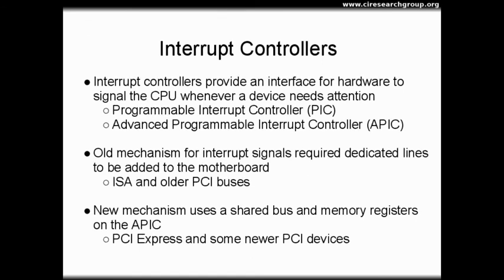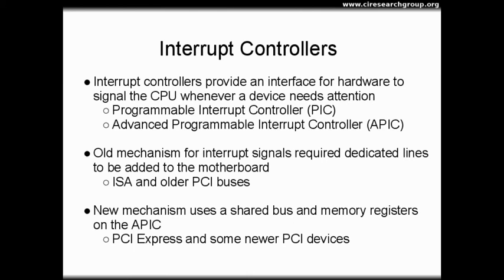Interrupt controllers provide an interface for hardware to signal the CPU whenever a device needs attention. It's important to note that this signal only includes a message that essentially says, "Hey, I'm a device, I need attention." The CPU historically then actually does have to go and poll the device to get any data that the device may have.